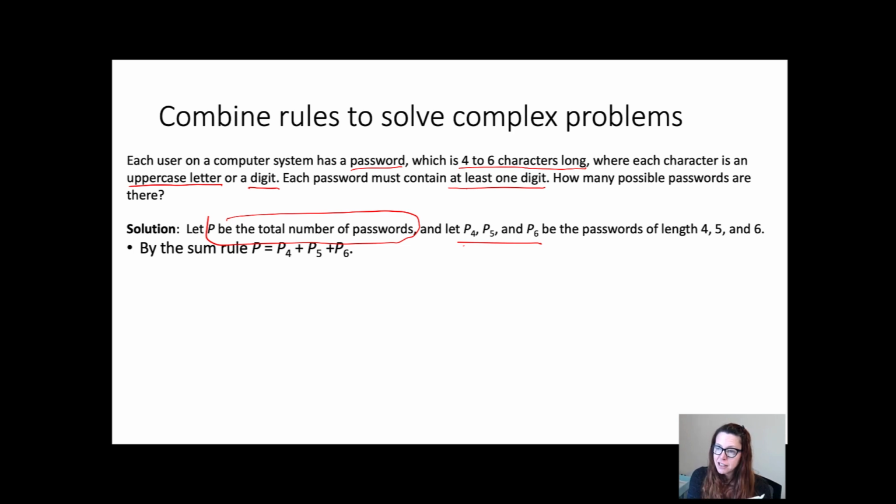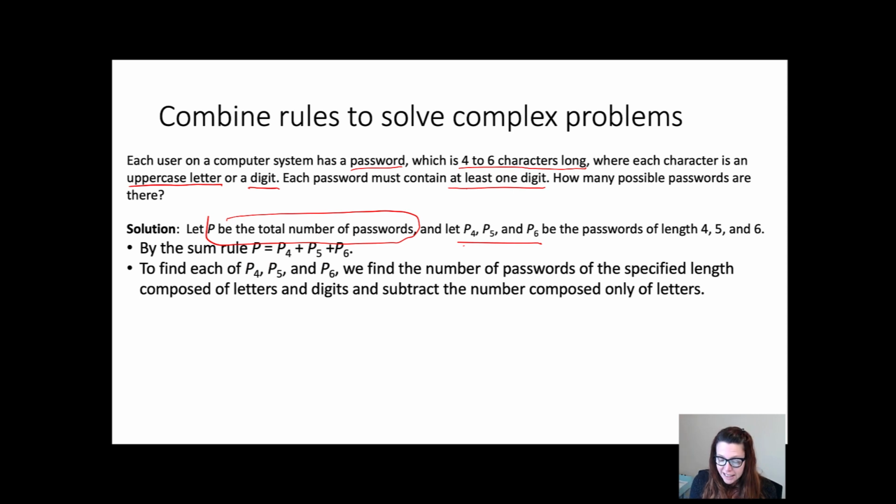We can break it down into the steps of figuring out how many legitimate 4-character passwords exist, how many 5-character passwords exist, how many 6-character passwords exist. And this is that breaking it down. If I was creating a program to generate those, I would do the same thing, right? Breaking our problem down into smaller pieces. Okay, so then to find each of those, we find the number of passwords of that specified length, composed of letters and digits, and subtract the number composed only of letters, right? That's where I get at least one digit.